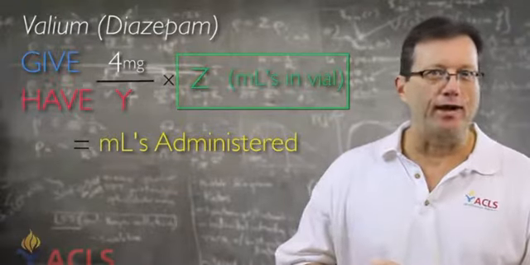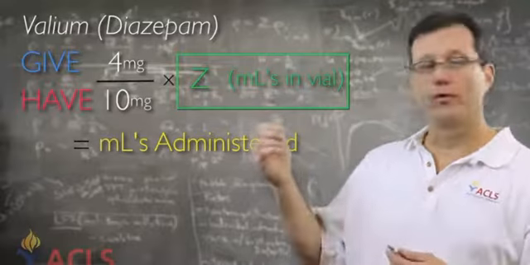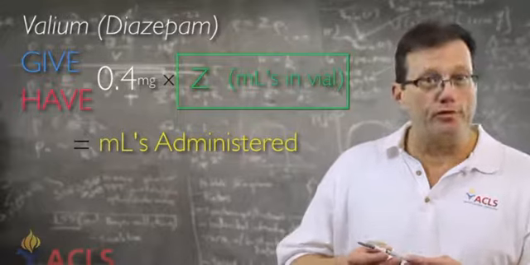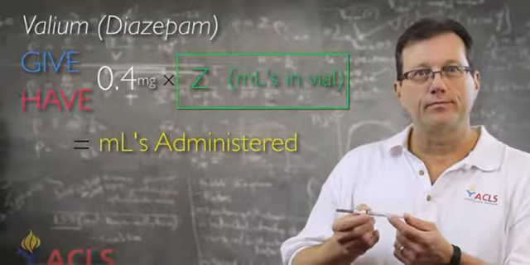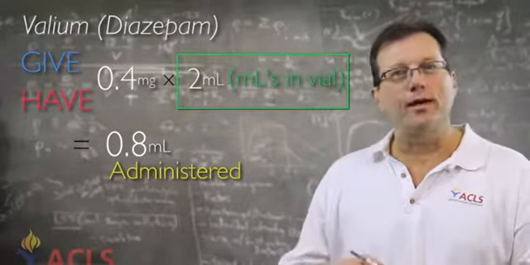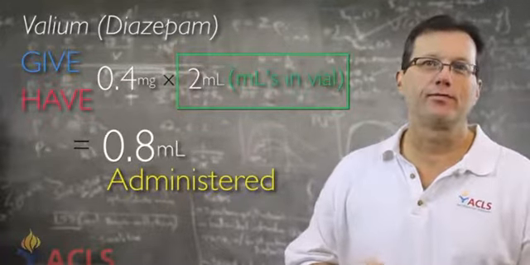I'm going to divide that by how much drug do I have, which is 10 milligrams. So 4 divided by 10 equals 0.4. Then I take that 0.4 and I multiply it by the number of cc's in this vial, which is 2. That gives me 0.8. That means that I'm going to draw up 0.8 mLs to administer that 4 milligrams of Valium. So let's do some practice for a minute. Let's use that formula, give divided by have times cc in the vial. I'm going to give you some drug orders. You can go ahead and work up the problem and see if you get the right answer.